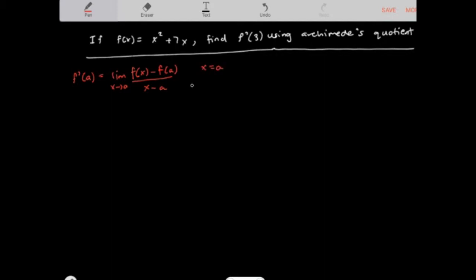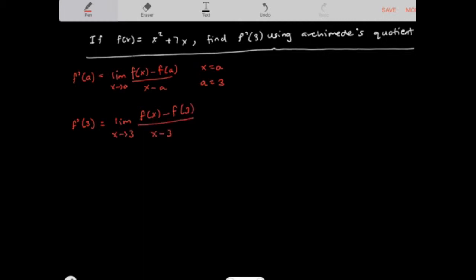Okay, in this case, a here is equal to 3. We're finding the instantaneous rate of change when x is equal to 3. So if I apply this into the equation, f prime of 3, which also just translates to what is the instantaneous rate of change at x equals 3 of the function, is equal to the limit. So wherever I see a, I'm going to plug in 3. So x approaches 3, f of x minus f of 3, over x minus 3.